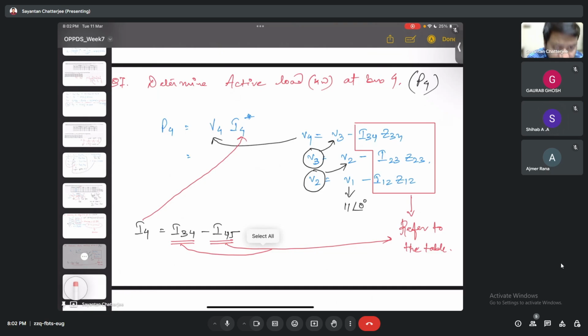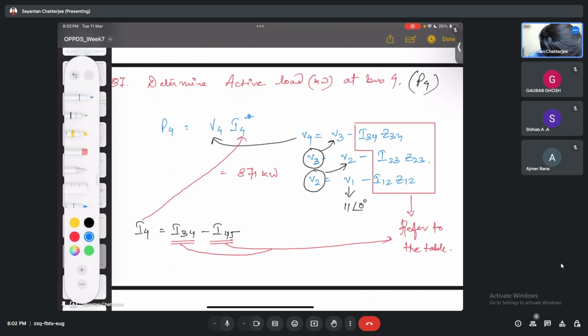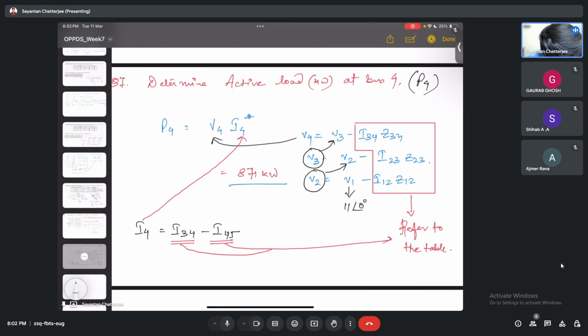Is it clear? This is the procedure I'm trying to explain, because the calculation you can do yourself. The final value would be 871 kilowatt. This will be the final answer. Do check once. If the same value doesn't come, next day we can look again. But I think this is the final answer given. So P4 is this.